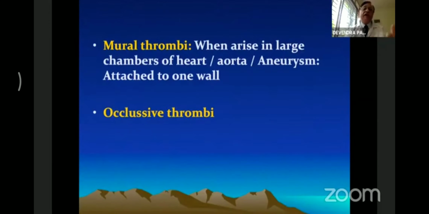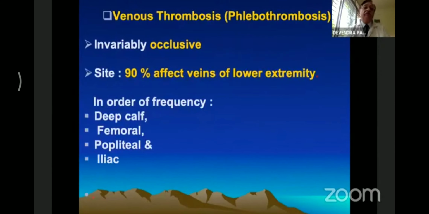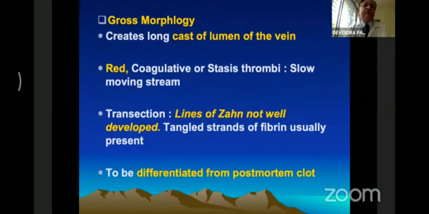Mural thrombi occur in large capacious vessels and don't occlude them, whereas other arterial thrombi do occlude. Venous thrombosis is invariably occlusive. They occur in the lower extremity, in the deep calf, femoral, popliteal and iliac veins. They are red in color and form a cast of the veins. Lines of Zahn are not prominent here.